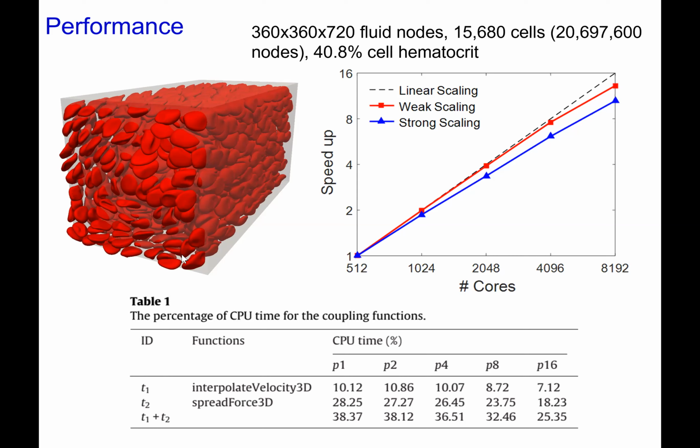It depends on how many processors you have used. I only tested on 16 processors. It's about 25 to 30%. That's the communication between two different softwares.